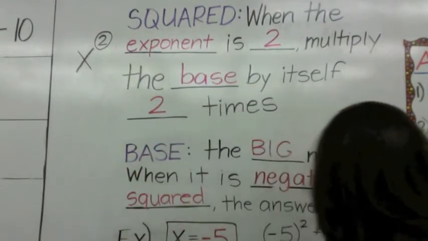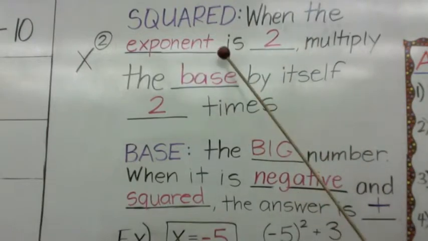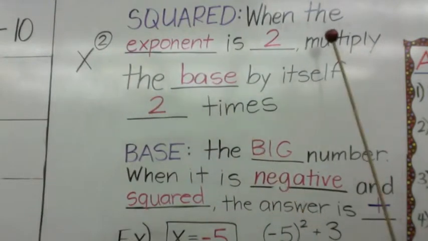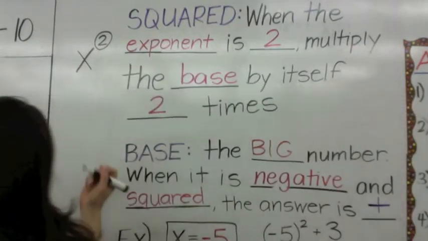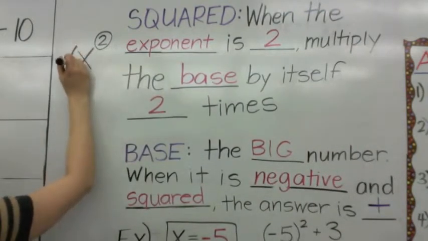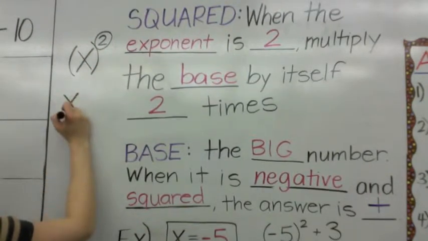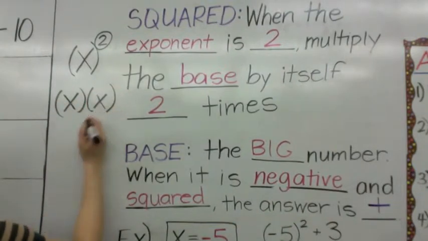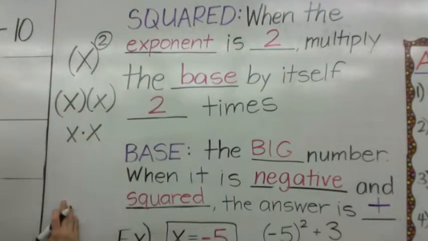Okay? So let's read the definition of a square together. When the exponent is 2, see how the exponent is 2 here? You need to multiply the base by itself 2 times. So technically, if the base is x and you square it, this means x multiplied by x. Also, you could write it as x times x. Okay?